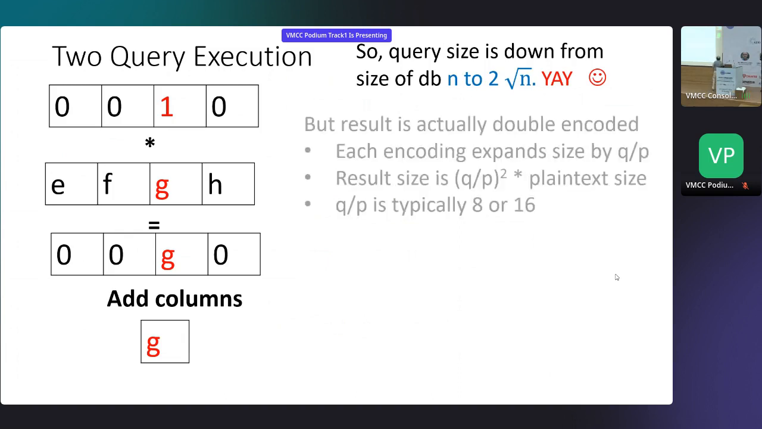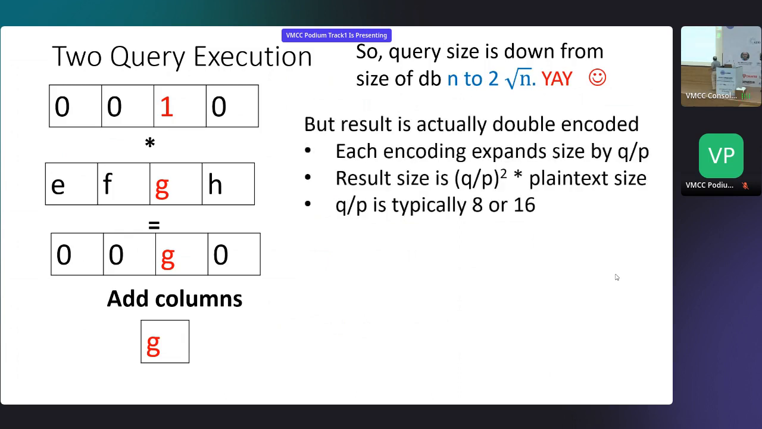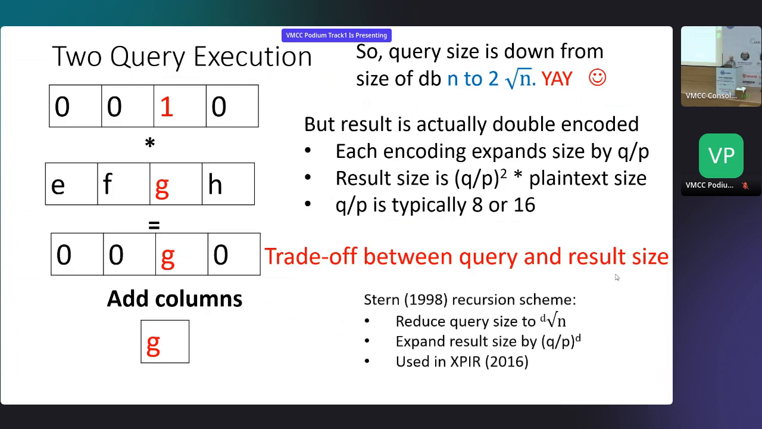So that's really great. However, the result is actually the double encoding of the data itself. Each encoding expands it by size of Q divided by P. So the result ends up being bigger even. So this technique, although it's nice from a query sending point of view, you end up needing more space at the storage device. So there is a trade-off between the query and the result size.